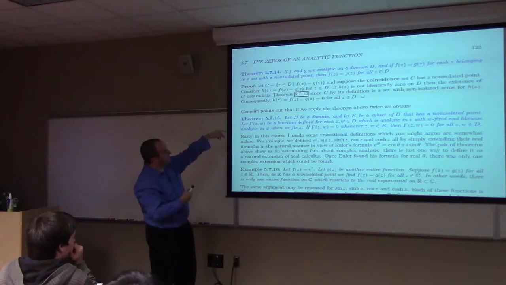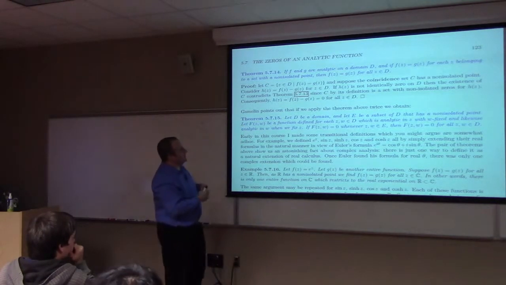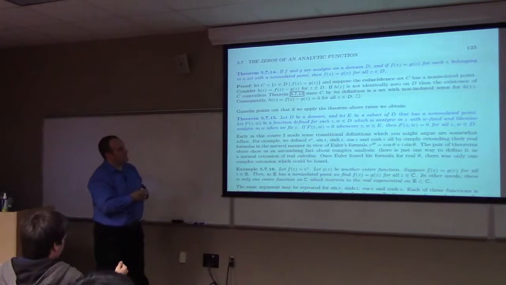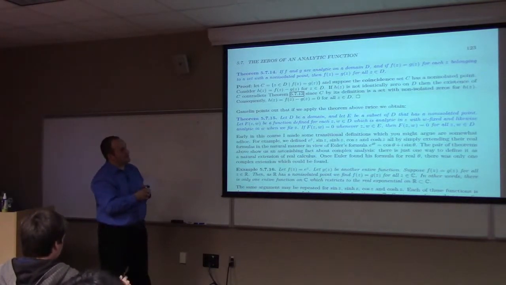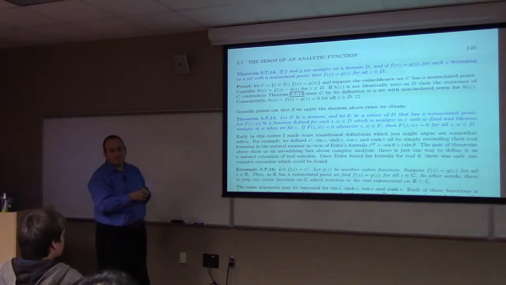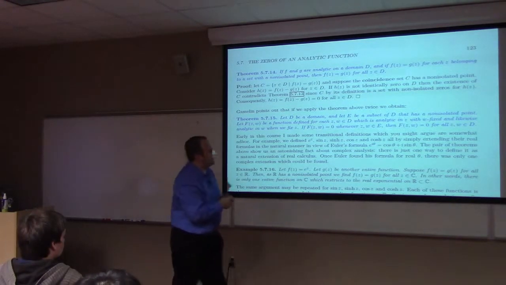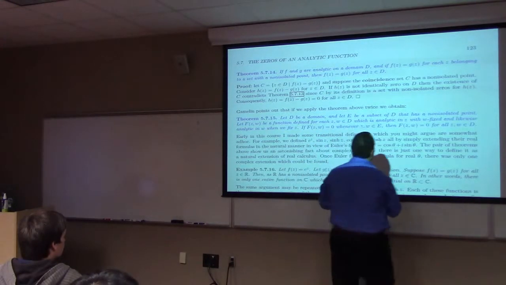But the proof is just to look at the coincidence set. And if you do that, you can look at h of z, which is f of z minus g of z, right? And so if h of z is not identically zero on D, then the existence of C contradicts our previous theorem, right? Since C is by definition a set with non-isolated zeros for h of z.